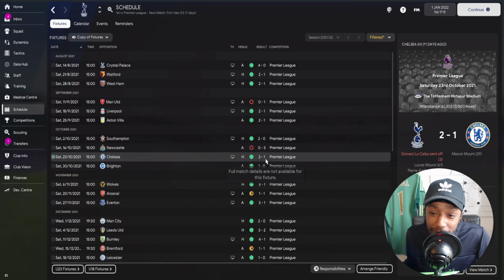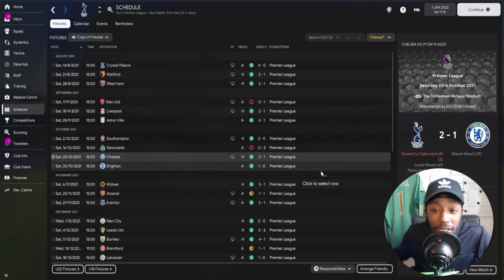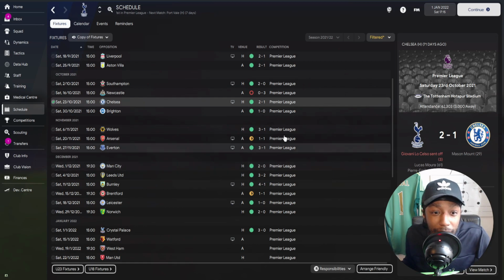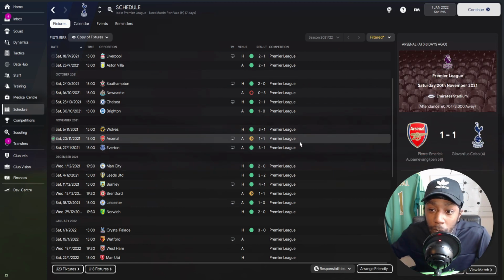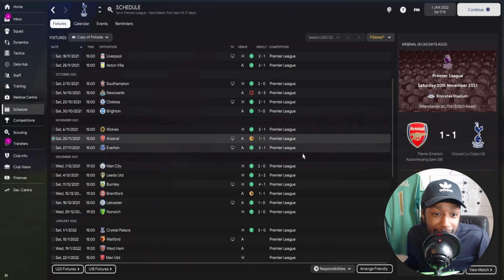Against Chelsea, we played them at home. Giovanni Lo Celso got sent off in the 3rd minute. We ended up winning the game though. And against Arsenal, we went away to them. We got a 1-1 draw again. Giovanni Lo Celso with an action very early on. This time he scored a goal, but Pierre-Emerick Aubameyang scored a penalty to equalise.